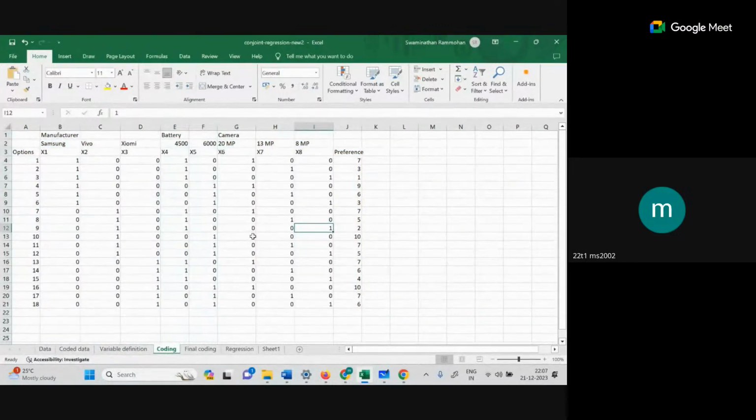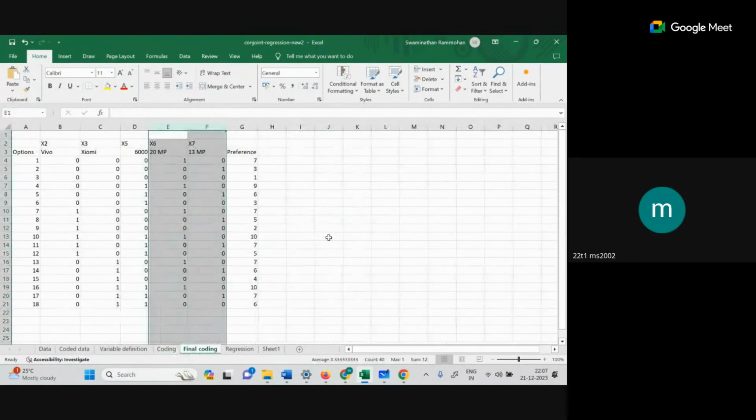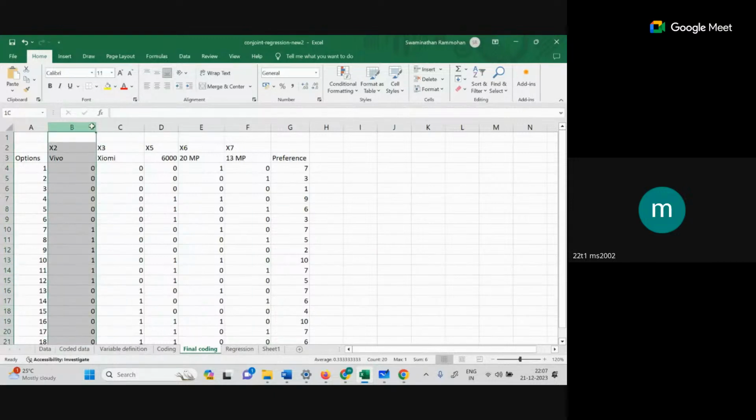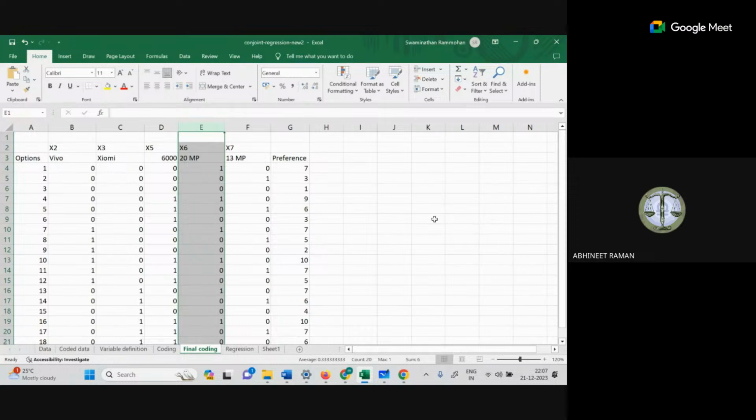All right. So this is variable definition. Final coding. So what is happening here? We have removed Samsung here. We have removed 4500 battery here. We have removed 8 megapixel camera here. What are we doing here? Basically, we are removing the multicollinearity of the variables because two are defining the other variable.